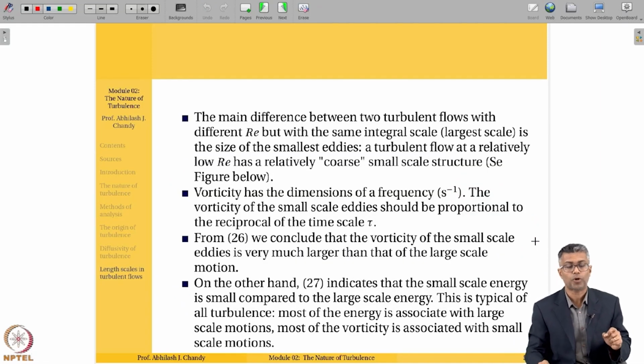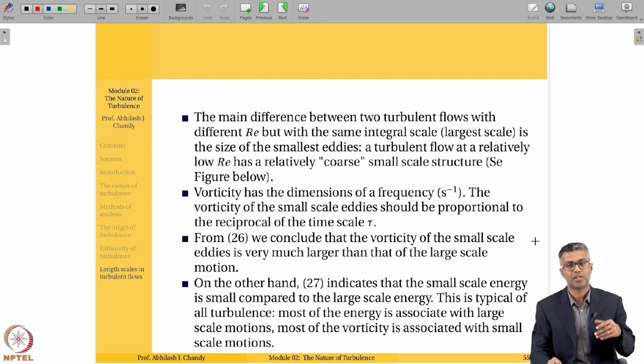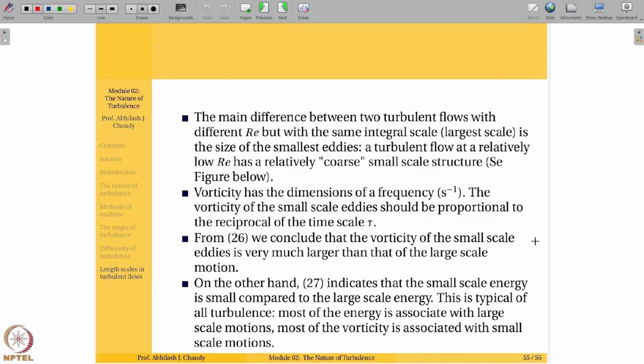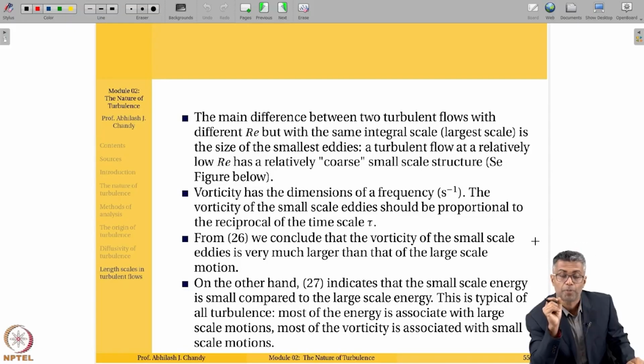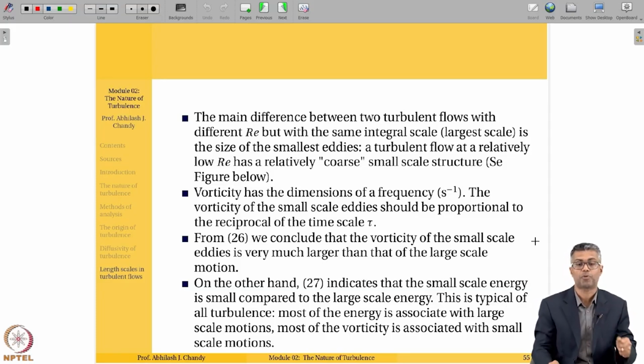The other point that I want to make is related to vorticity. Now, as you know, vorticity has dimensions of per second, right? Because it is a velocity gradient, which means it will have units of per second or frequency. In other words, it will be proportional to the order of magnitude of the reciprocal of the time scale, because the units of vorticity is frequency or per second.